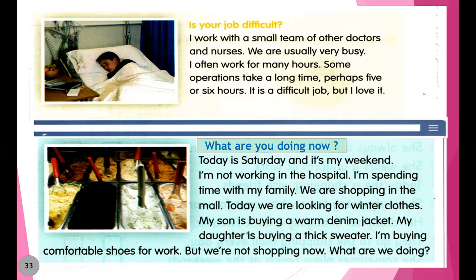So also in this paragraph we use the present simple tense. She said I work with a small team. هذا هو present simple tense يعني الفعل الرئيسي work. She said we are usually very busy. Also here we have present simple and we use usually after verb to be are. I often work for many hours. This sentence also in present simple. الفعل الرئيسي فيها work واستخدمت ظرف التكرار often.